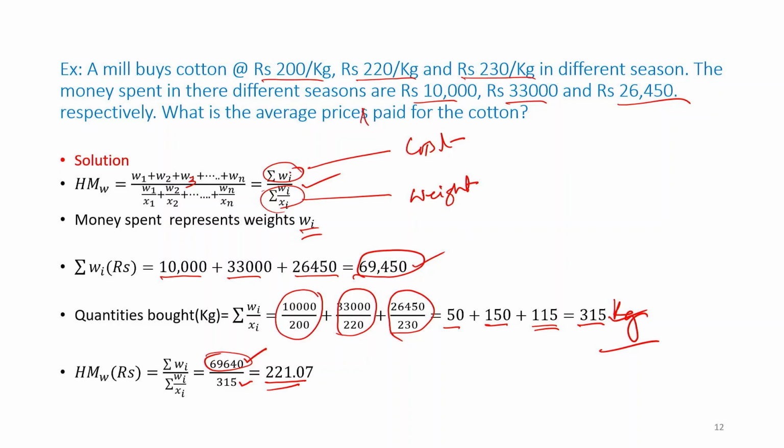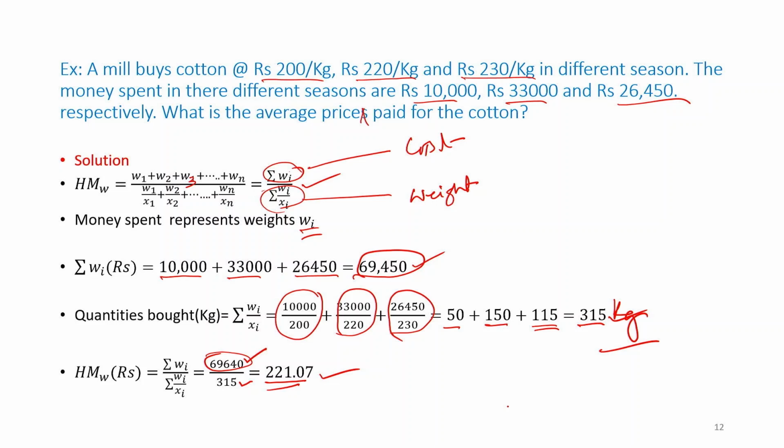So this formula, if we directly use, we get this figure 221.07, which is the average value. It is not the average of 200 plus 220 plus 230 by 3. So basically it is the total amount spent divided by total kg of cotton that was purchased. That ratio is really justified and logical to find out the average price of cotton.